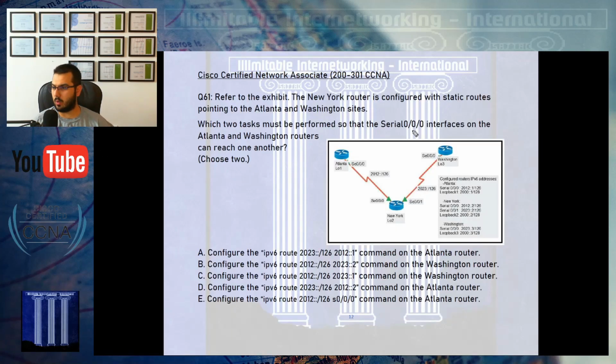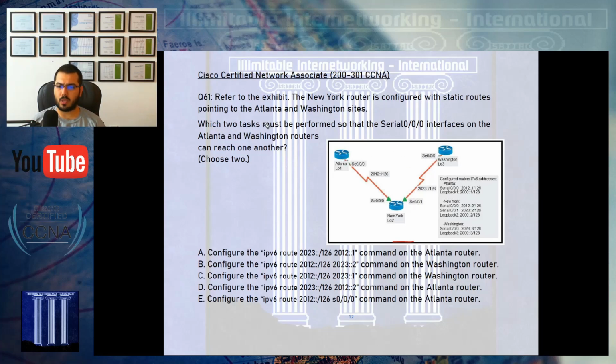Okay, for question 61. Oh, again, Atlanta, New York, and Washington. Is that the same one? No, this time I can see the answers are longer. Okay, refer to the exhibit. The New York router, which is this one, is configured with a static route that is pointing to Atlanta and Washington sites.